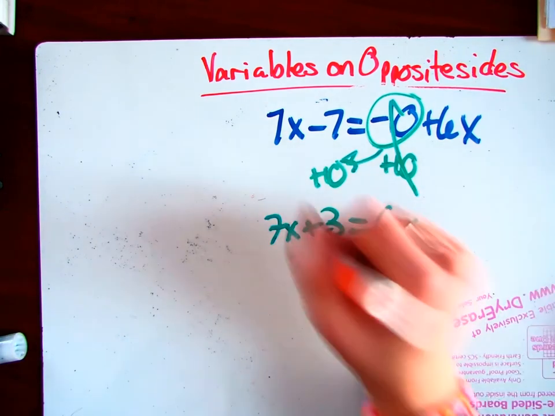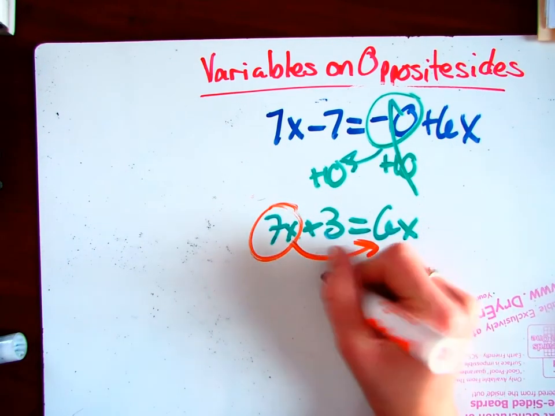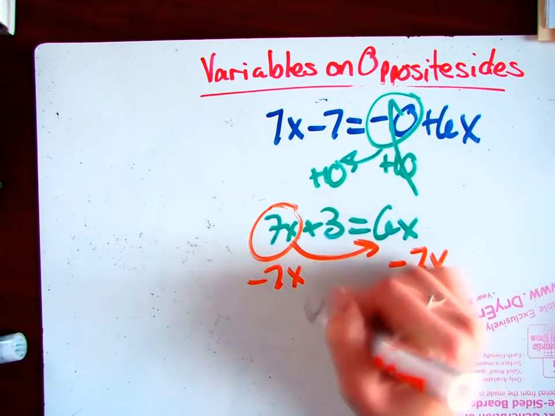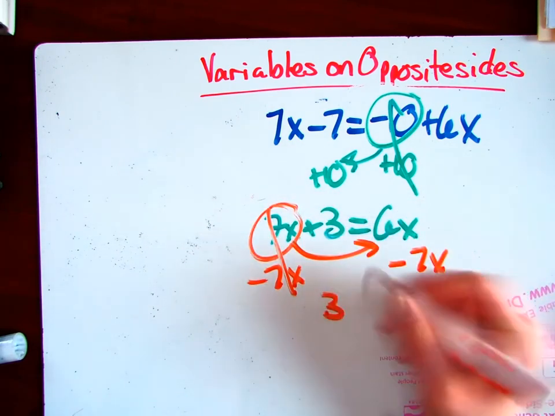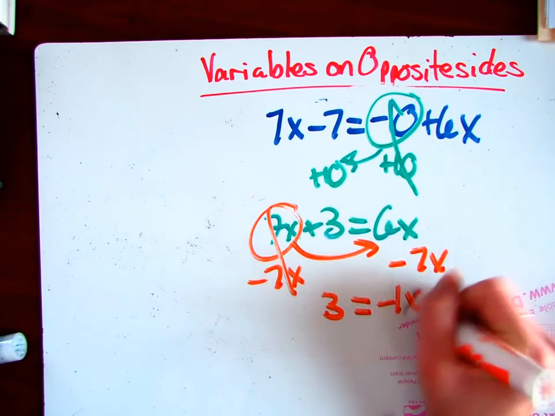So now I want to get my x's together. I'm going to send the 7x that way to put it with the 6. So I will subtract negative 7 from both sides. They cross out. Bring down the 3, bring down the equals, and 6 minus 7 is negative 1x.